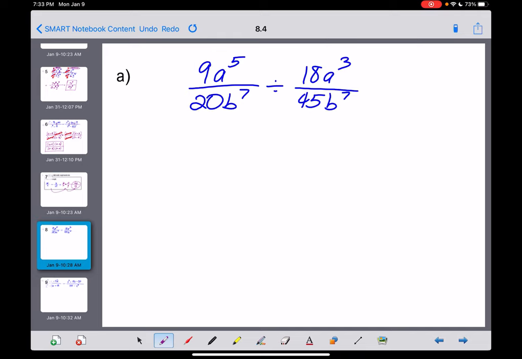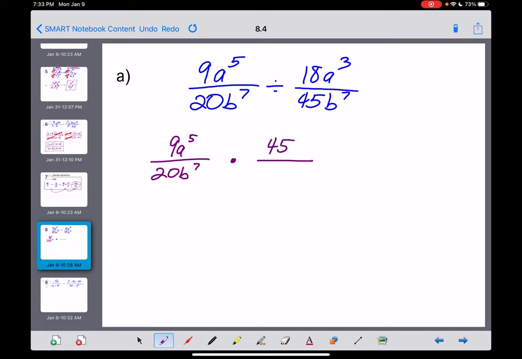Again, let's look at this with monomials first. We've got a rational expression divided by a second rational expression. So what are we going to do? We recopy the first one, 9a to the 5th, over 20b to the 7th. We change the division to multiplication, and then we reciprocate the second fraction.